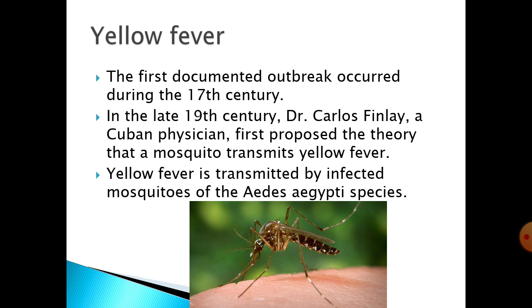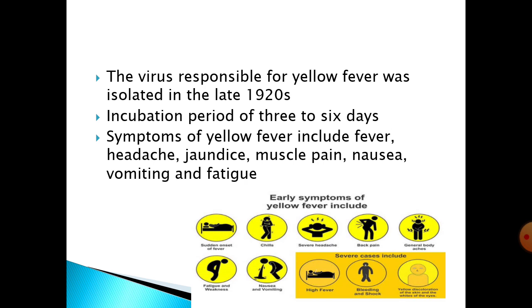Next, about yellow fever. The first documented outbreak of yellow fever occurred during the 17th century. In the late 19th century, Dr. Carlos Finlay, a Cuban physician, first proposed the theory that a mosquito transmits yellow fever. Yellow fever is transmitted by infected mosquitoes of the Aedes aegypti species. The virus responsible for yellow fever was isolated in the late 1920s.